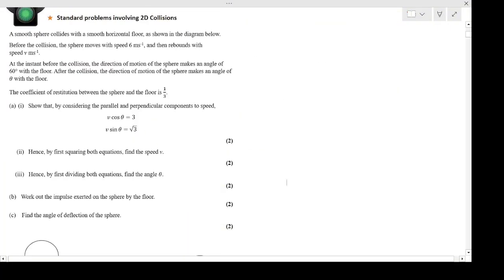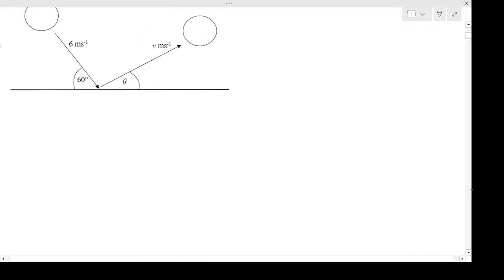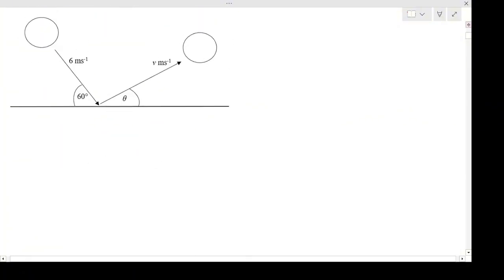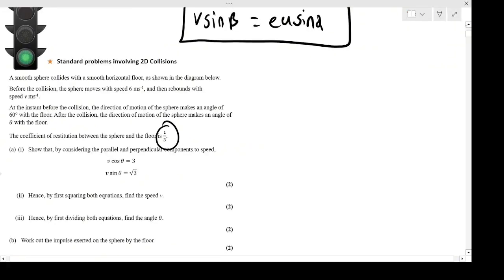Okay, so we've got this question here first. I actually made this question. I think it was a good idea to make a question that breaks the process down before we look at a full-on question. But let's have a look at this. We're told a smooth sphere collides with a smooth horizontal floor, and I've given you a diagram here, so we've got this sphere that hits the floor. Before the collision, the sphere moves with speed 6, then rebounds with speed v, and it's giving me some angles. All of this is in the diagram, so I don't really need to say that. Also, e is a third, the coefficient of restitution, okay? I'll make a note of that.